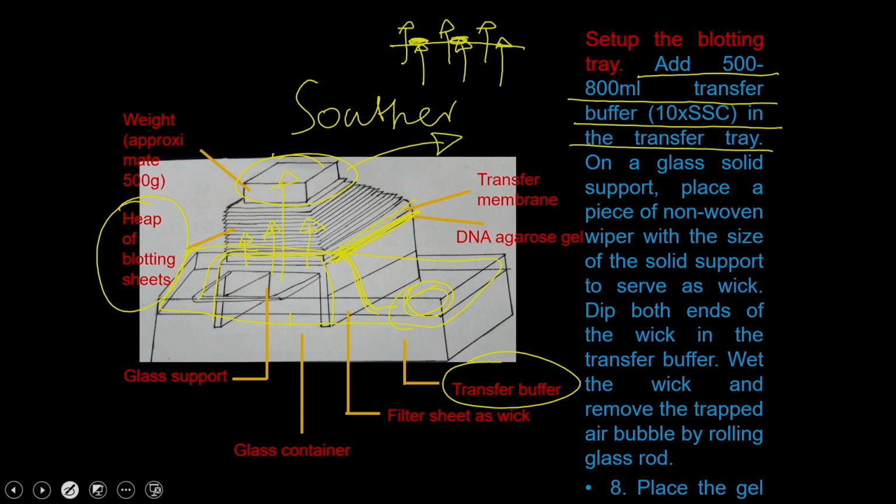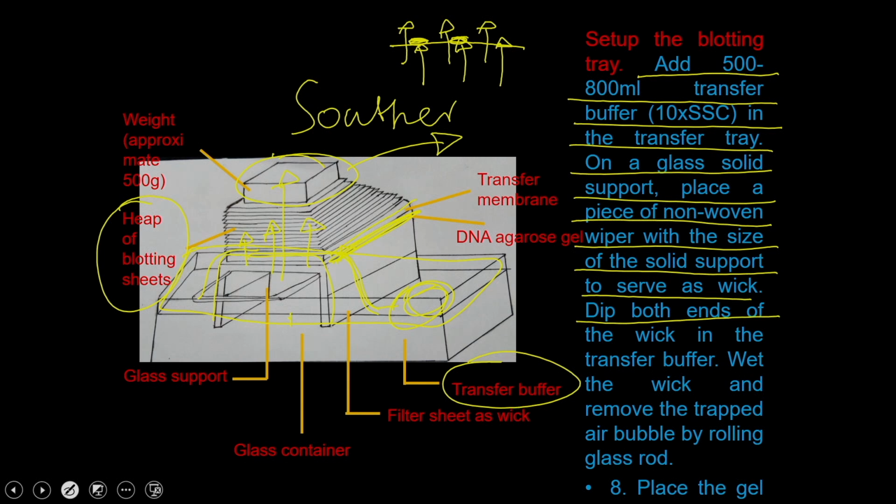So here you add 500 to 800 ml of transfer buffer to a tray on a glass solid support, and place a piece of non-woven wiper the size of the solid support to serve as a wick. Dip both ends of the wick in the transfer buffer, right? So you can just dip the wick into the transfer buffer so that it will start sucking up the liquid.